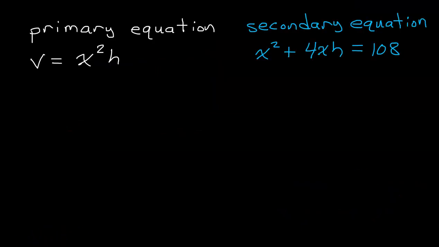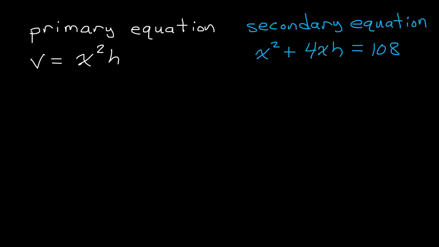Notice that the primary equation right now has 2 variables in it. Our strategy will be to rewrite the secondary equation, getting one variable by itself, and then we'll do a substitution, which will allow us to rewrite the primary equation in terms of a single variable. So let's see if we can get h by itself, and that's the substitution that we'll do.